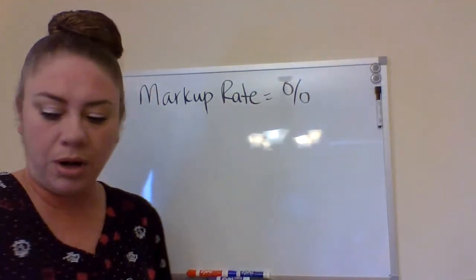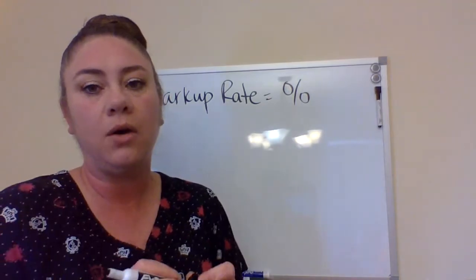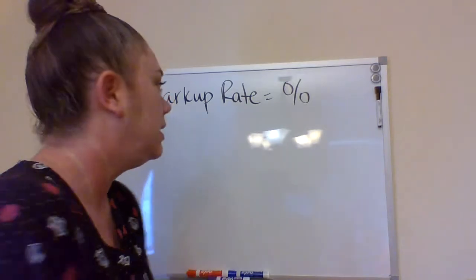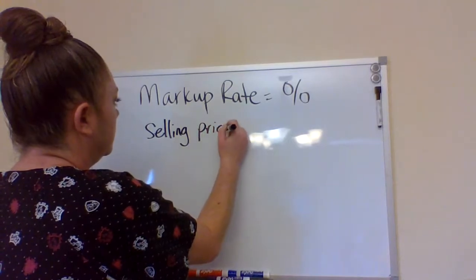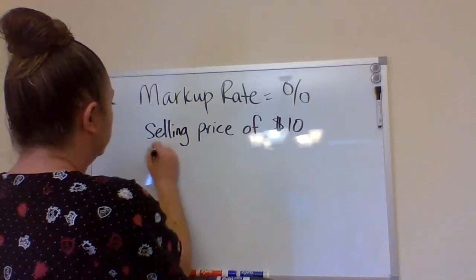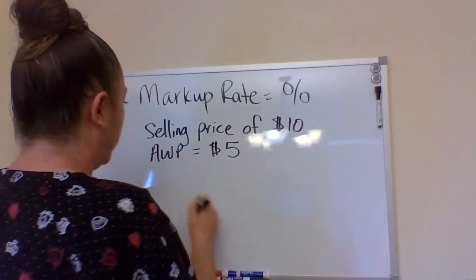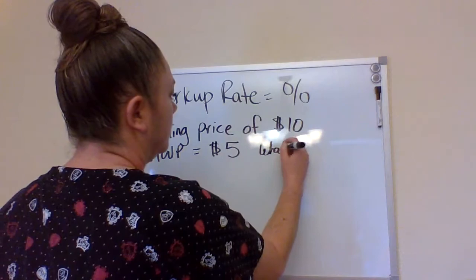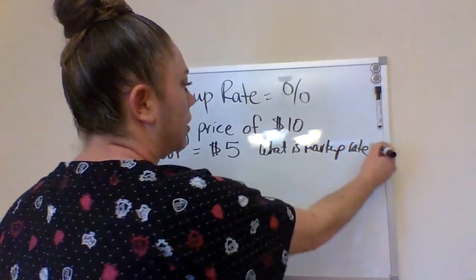We're going to do a couple problems here, so you can see how you're going to calculate the markup percent or the markup rate. We have a drug that has a selling price of $10. Our AWP was $5. We need to calculate what the markup rate is.